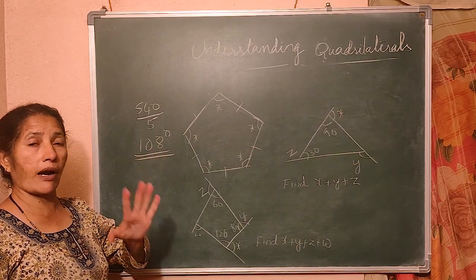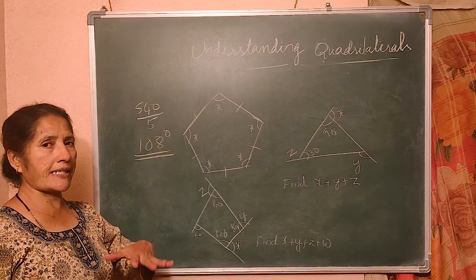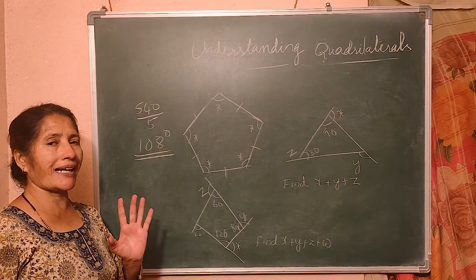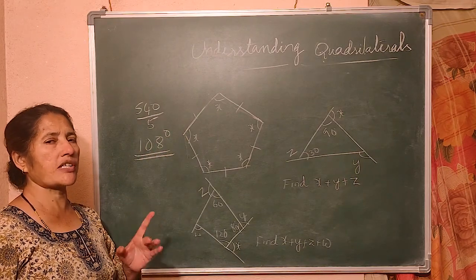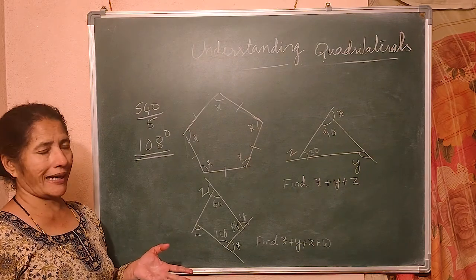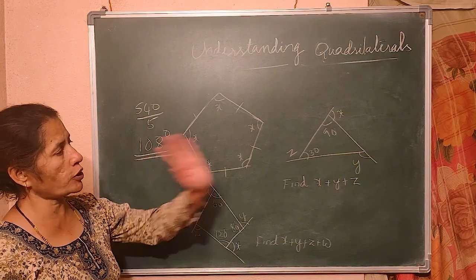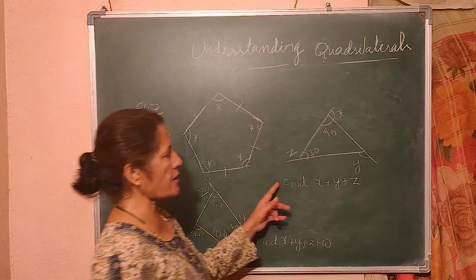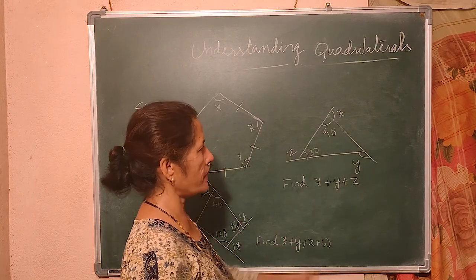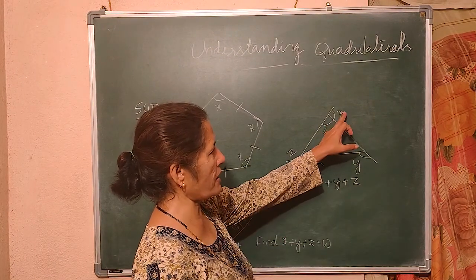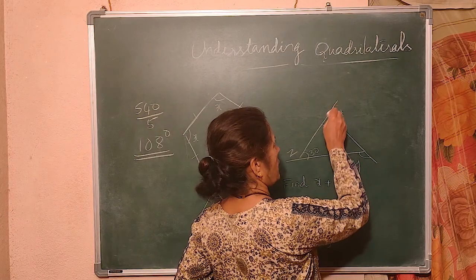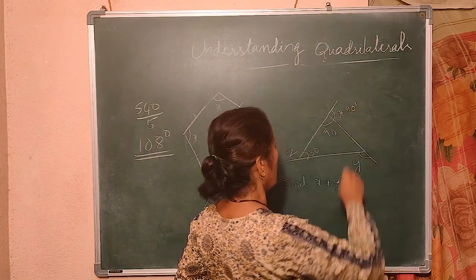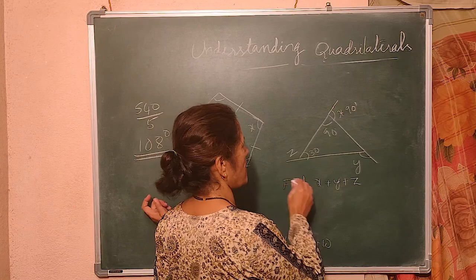Here in a quadrilateral, the sum of all the angles is 360. Each angle, if it is a regular polygon, is 360 divided by 4. Right? Now, let us move on to the next question. Find x plus y plus z, they have given. If this is 90, how much is this? This is 90. Correct? If this is 30, how much is this?